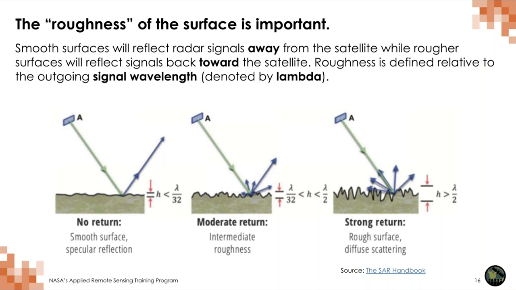So from left to right, we would get very little return from a smooth surface where the height variation across an image region is less than 1/32nd of the outgoing signal wavelength. And in the middle panel, we can expect moderate returns to a sensor if the roughness of an image region is between 1/32nd and 1/2 of the outgoing signal wavelength. And on the right, we can expect the strongest returns from surfaces that are greater than half the signal wavelength, which we would define as rough.